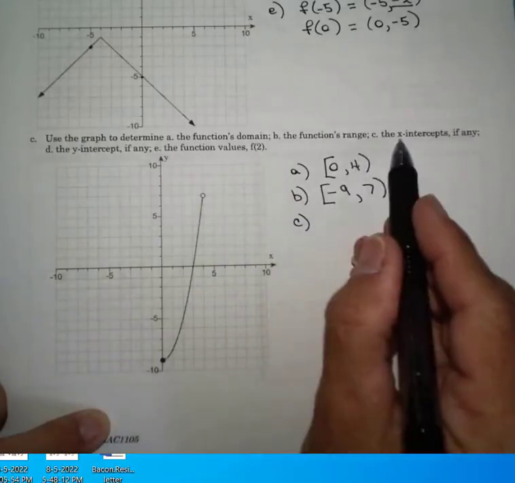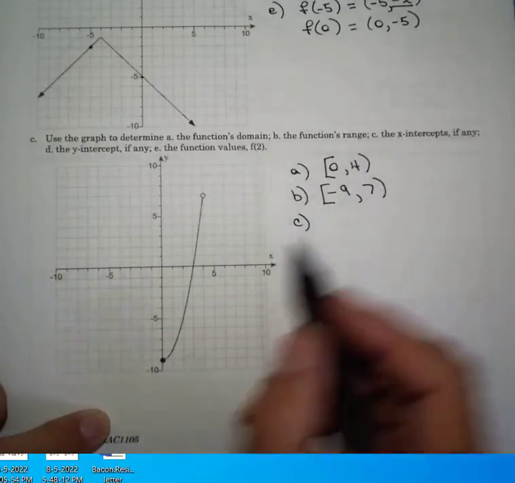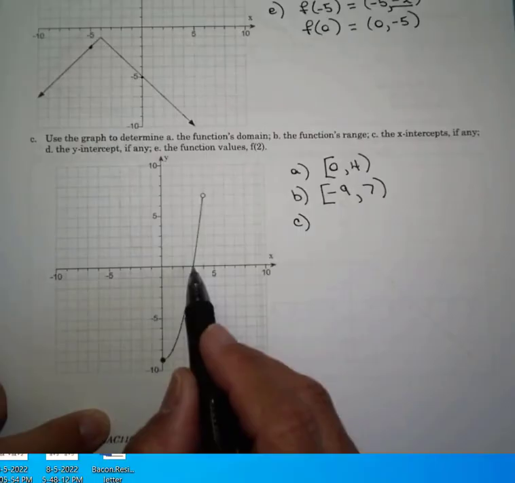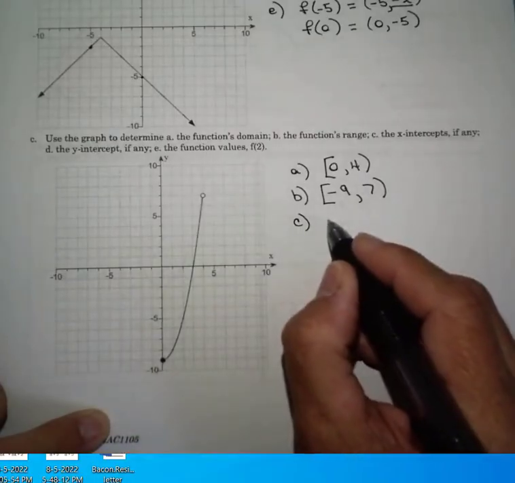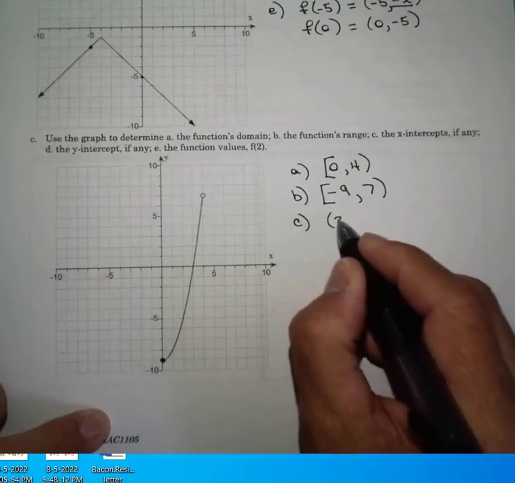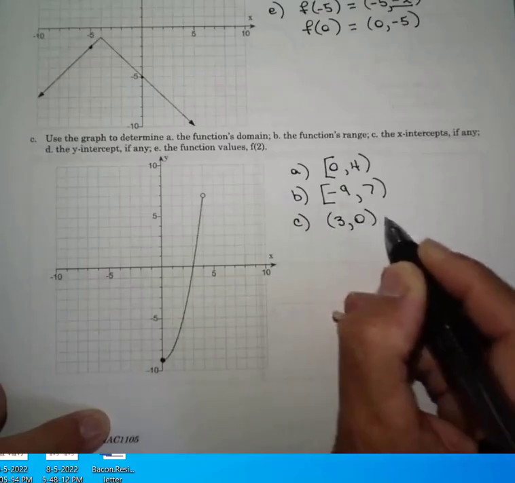Now we want to know, what are the x-intercepts? Next question. Where does it cross the x-axis? It's right here, where x is equal to 3. And of course, if it's an x-intercept, y has to be 0.